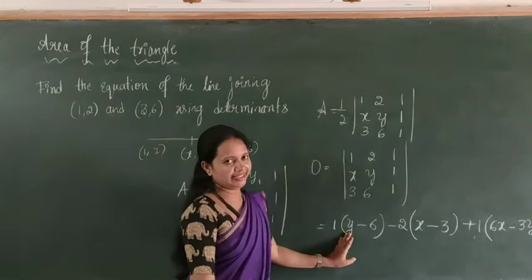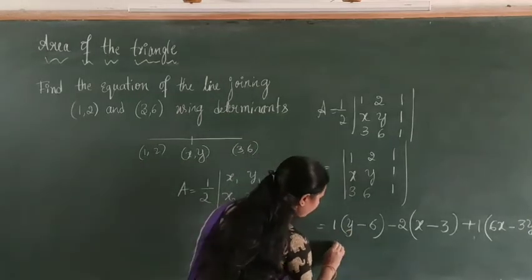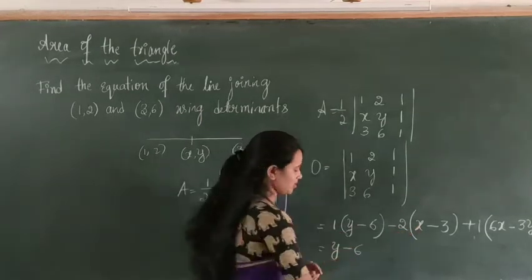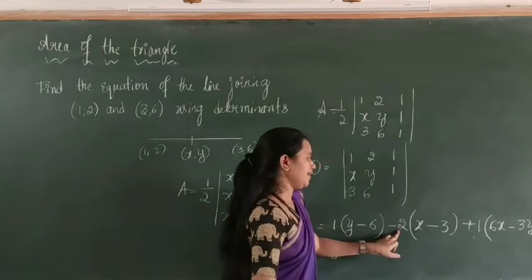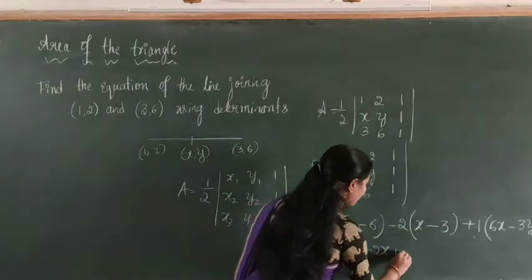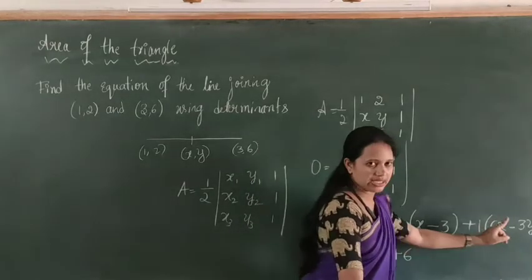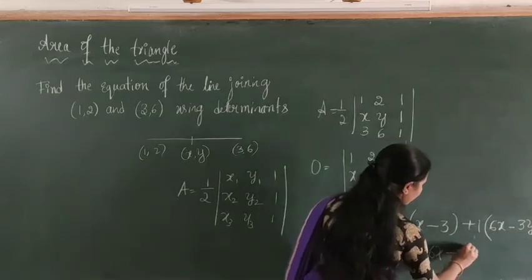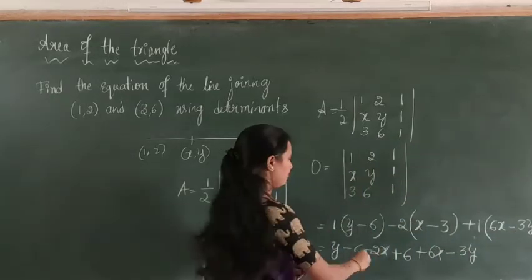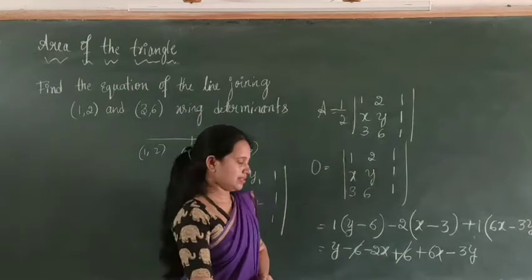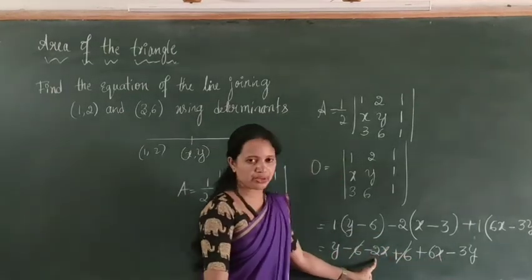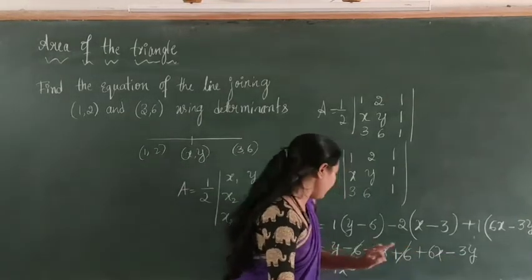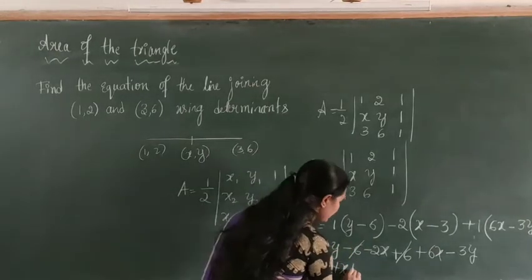So now multiply the outside term with the inside term. 1 into y, y, 1 into minus 6, minus 6. Minus 2 into x, minus 2x, minus 2 into minus 3, plus 6. Next, 1 into 6x, plus 6x, 1 into minus 3y, minus 3y. Here, minus 6 plus 6 get cancelled. 6x minus 2x is 4x, and minus 3y plus y is minus 2y.